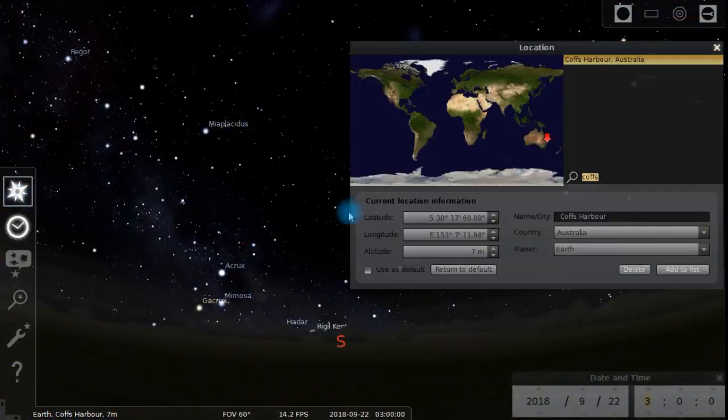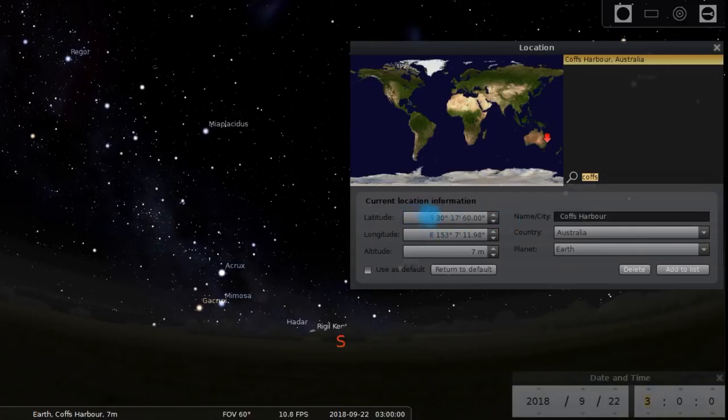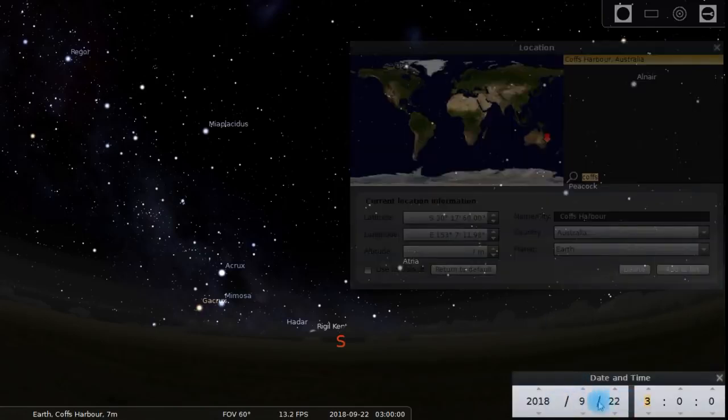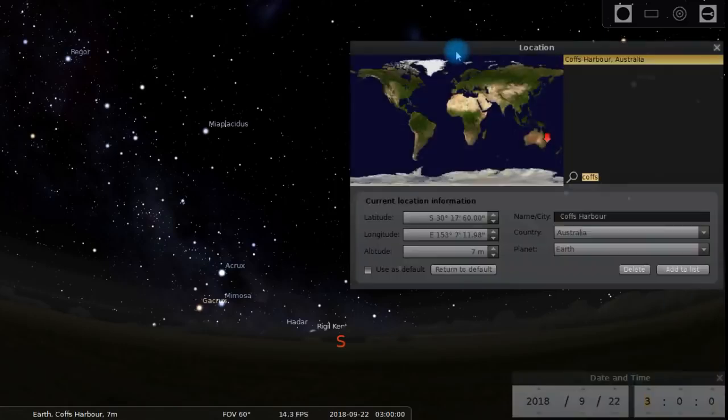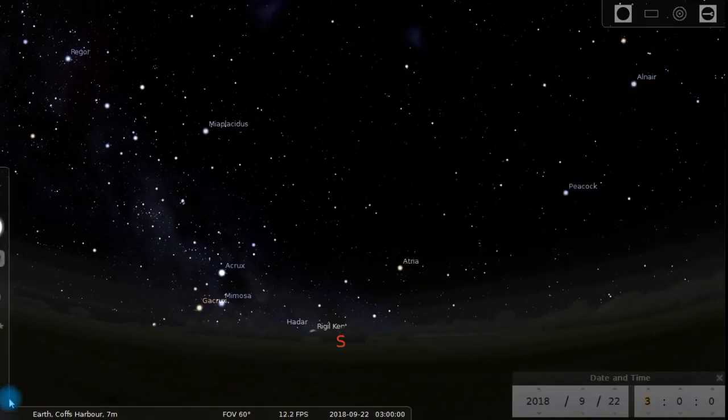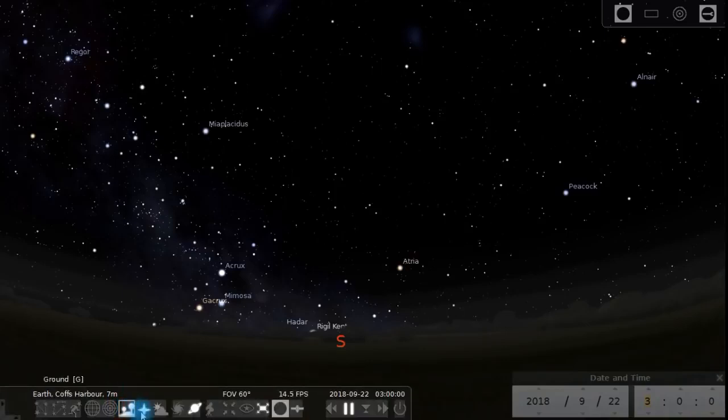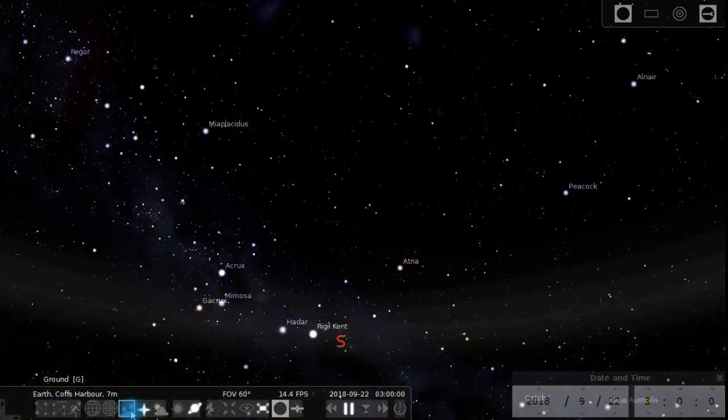Okay guys, we're in Coffs Harbour here at the moment. Latitude 30, 17, Coffs Harbour, New South Wales, Australia. And I'm choosing the date, equinox this year, equinox again, 3 AM in the morning. Okay, so that's the Coffs Harbour region. Pointers are down here underneath. Take away the ground, and there they are.